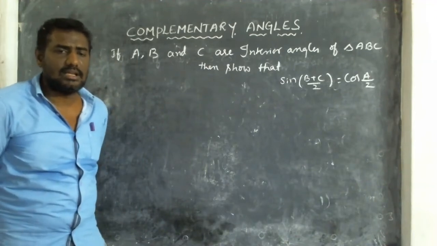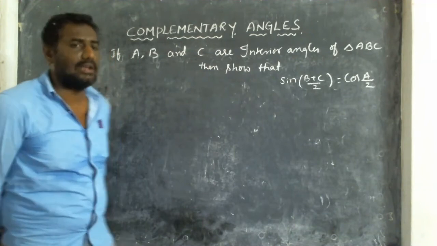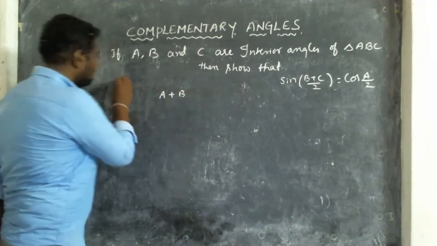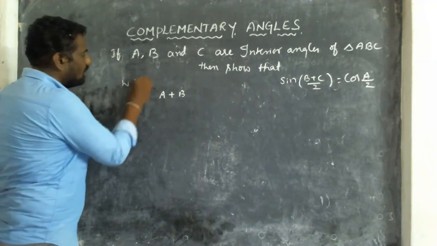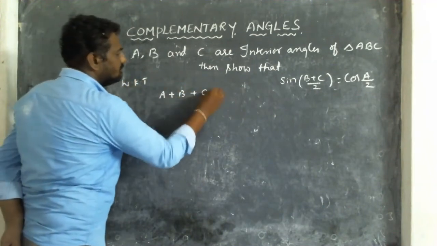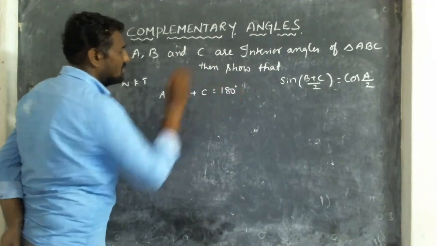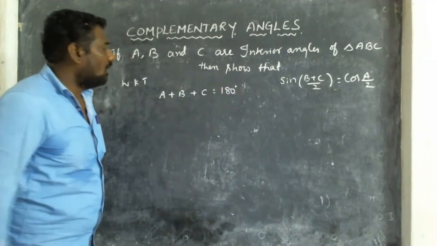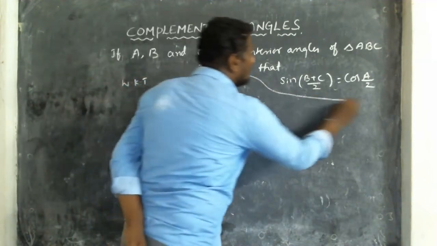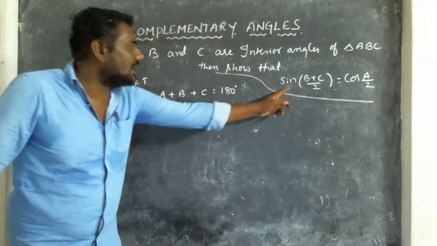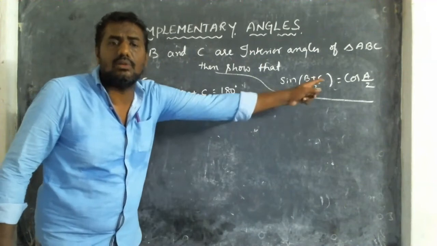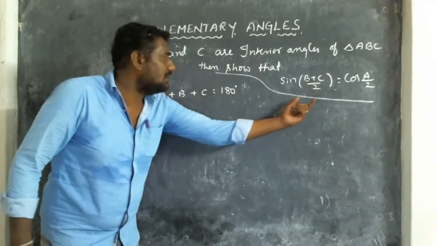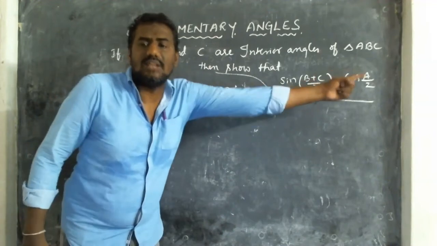Angle A plus angle B plus angle C equal to 180. I write, we know the angle sum property: A plus B plus C equal to 180. Now if you observe carefully, you follow our question. In our question, we have to prove that sine of (B plus C) by 2 equal to cos A by 2. That means if you observe carefully, B plus C are on one side, A is on the other side.